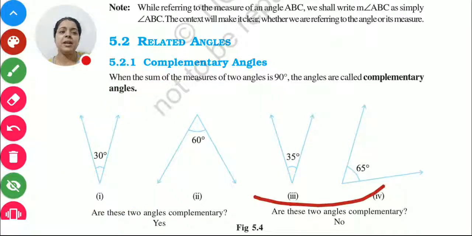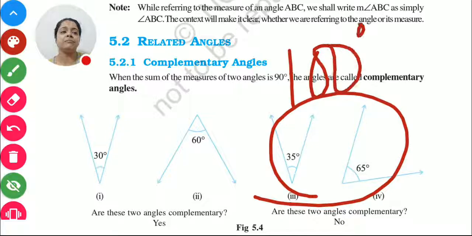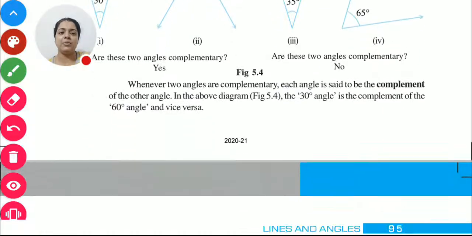Coming to the next, if you add them up, can you get the answer? No, undoubtedly we cannot, because the answer comes to 100 degrees, and we are not talking about 100 degrees. I said no less, no more, it should be exactly 90. If it is not 90, undoubtedly they are not complementary angles. So these two angles are not complementary.